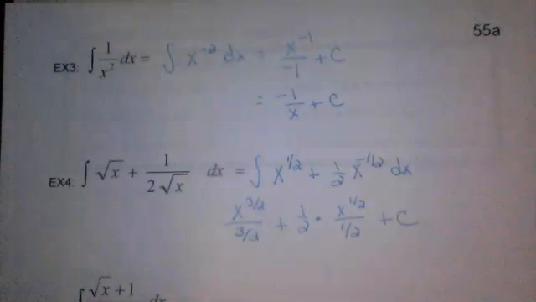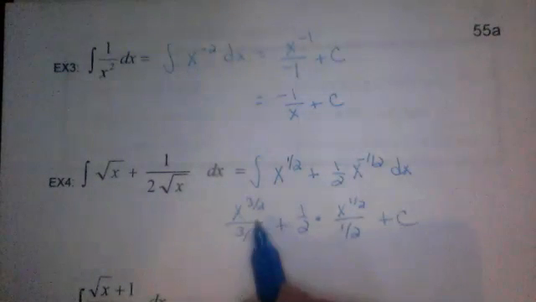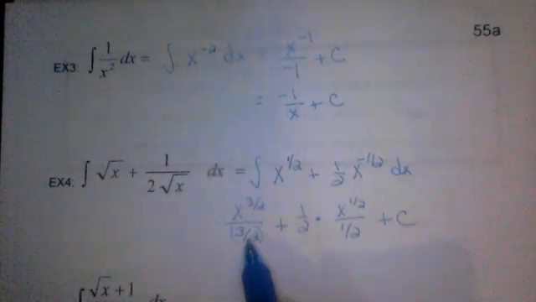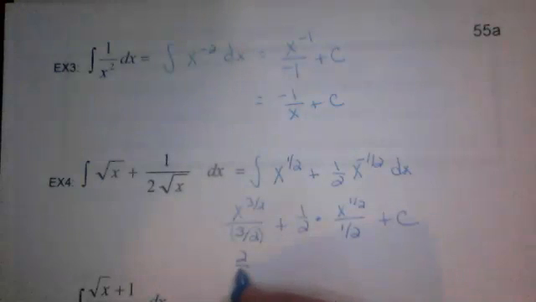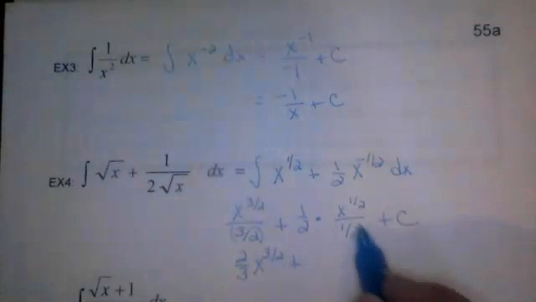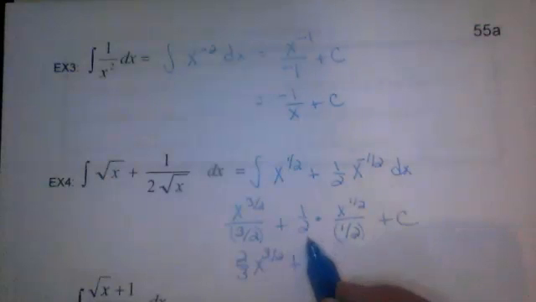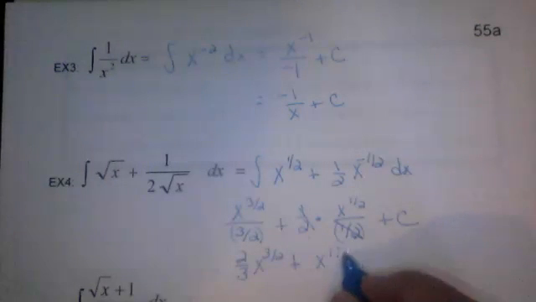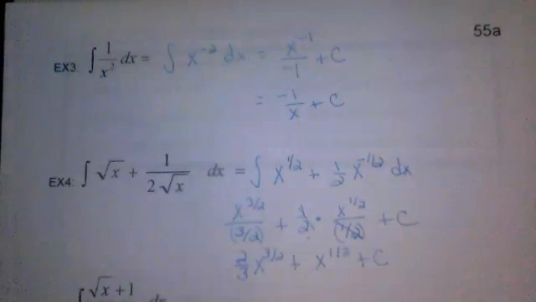All right, so we're going to flip this thing over. When you divide by a fraction, you flip and multiply. So this is really just going to be 2/3 x to the 3/2 plus, and then this would be times 2 over 1. So this is 2 over 1 times 1 over 2. Well, that's just going to go away. And then we have x to the 1/2 plus c.